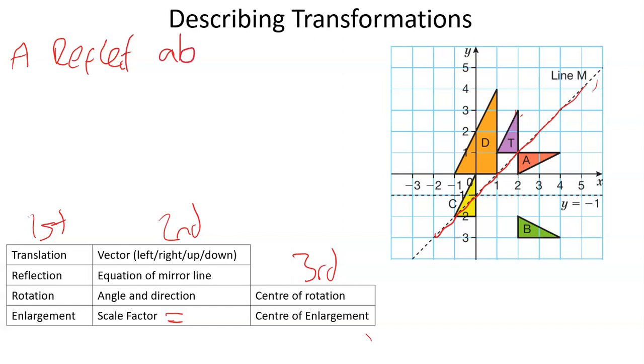So, and we can say the word about. It's good to sort of do vaguely full sentences, even though it's not a sentence so much, but, there we are. Reflect about, and then we need the equation of this line. Now, because they've labelled it, I could say line M, but let's say they didn't label it. I then have to work out the equation. If I step 1 to the right, it goes up 1. Yeah, so it's a gradient of 1. It goes through at -1. So it's y equals x minus 1.